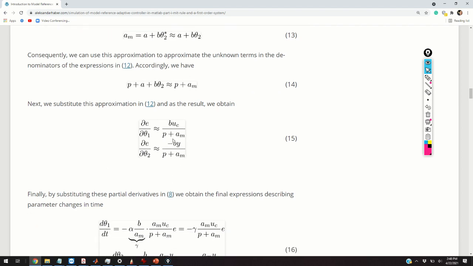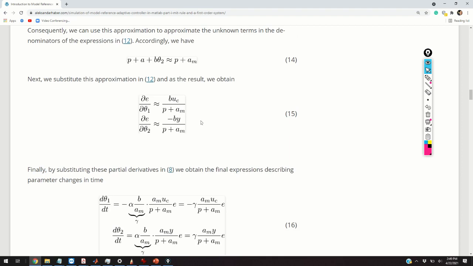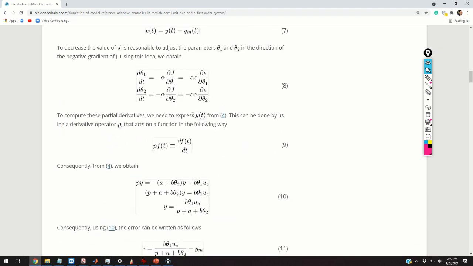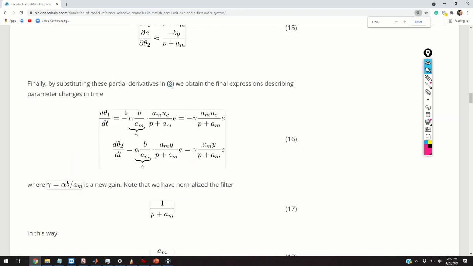Now, but here is another problem. We still don't know b. Well, we can get rid of b. We can basically group it together with the control gain. And this is explained in equation 16. Basically, by substituting equation 15 in equation 8, we obtain equation 16.